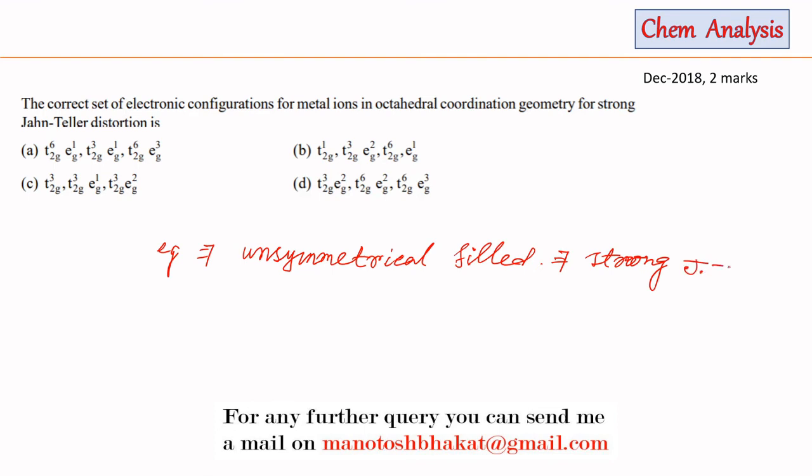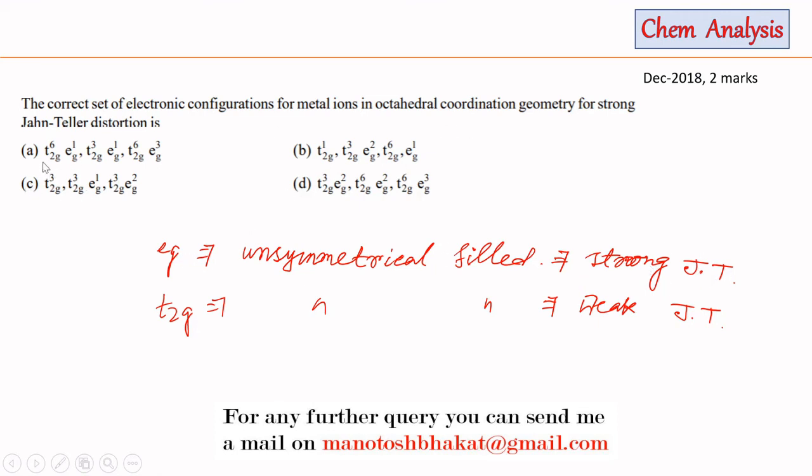If the T2g orbital is unsymmetrically filled, that is less than or more than half filled, then it will show weak Jahn-Teller distortion. With the T2g orbital unsymmetrically filled, it will show dynamic Jahn-Teller distortion, and if the Eg orbital is unsymmetrically filled, then it will show static Jahn-Teller distortion, that will be strong.